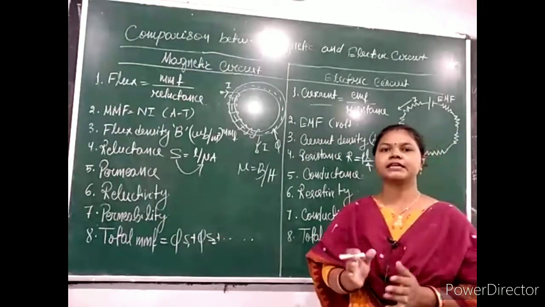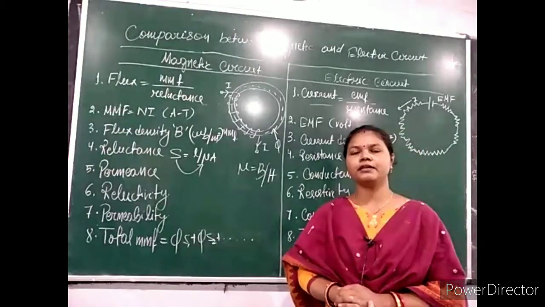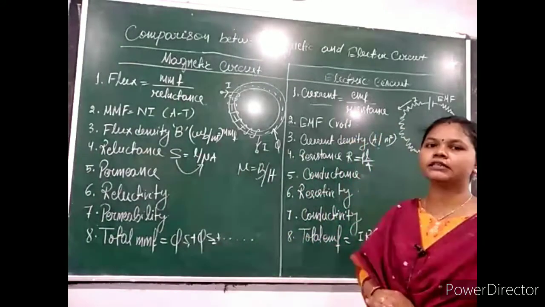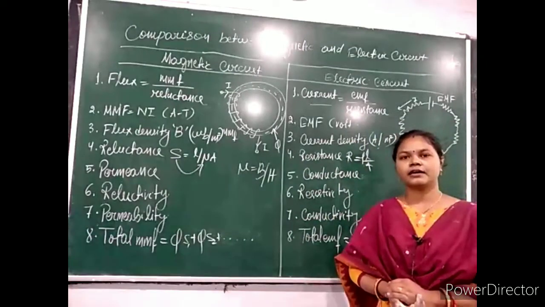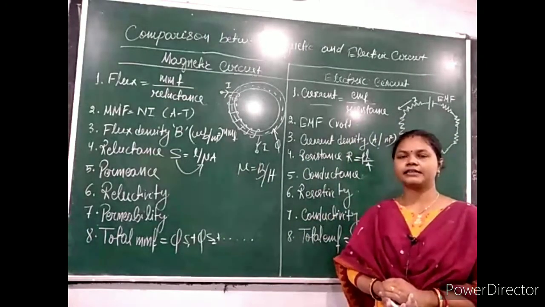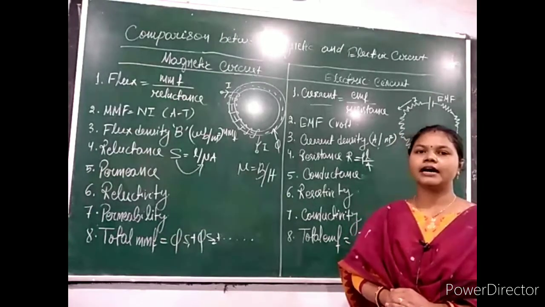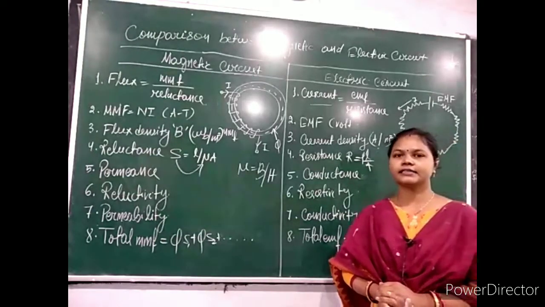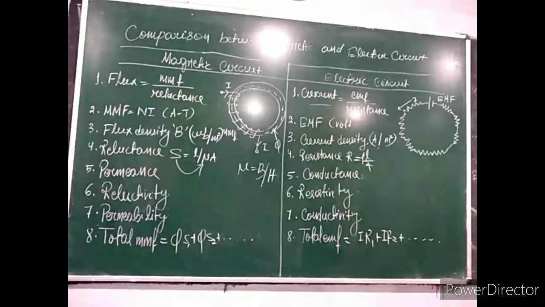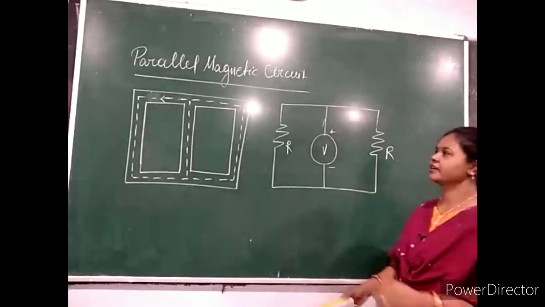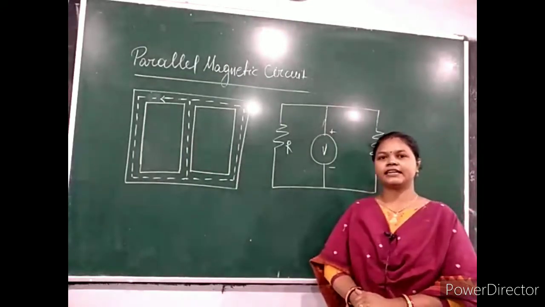So this is the basic main difference between magnetic and electric circuits, and this table shows the similarities of electric and magnetic circuits. Next we see what is a parallel and series magnetic circuit. Next we see the parallel magnetic circuit.